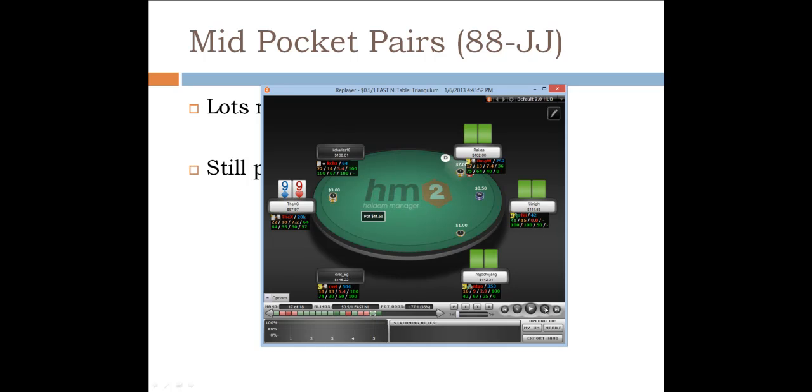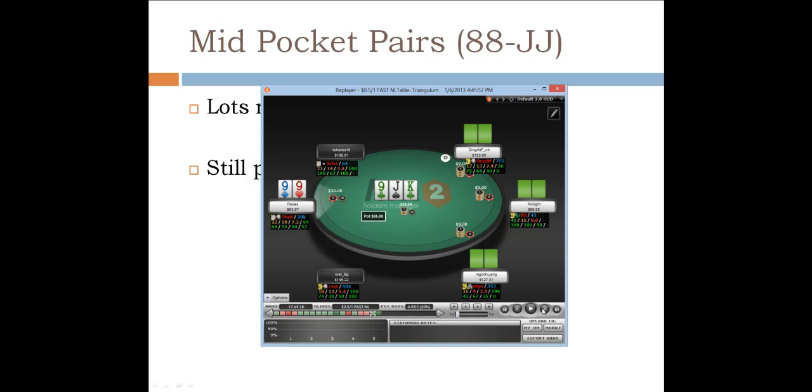Pocket nines. Multi-way, definitely calling. So I'm going to check to the pre-flop raiser. And he bets. Both players call. Now I definitely want to raise. Decide to raise to 30.